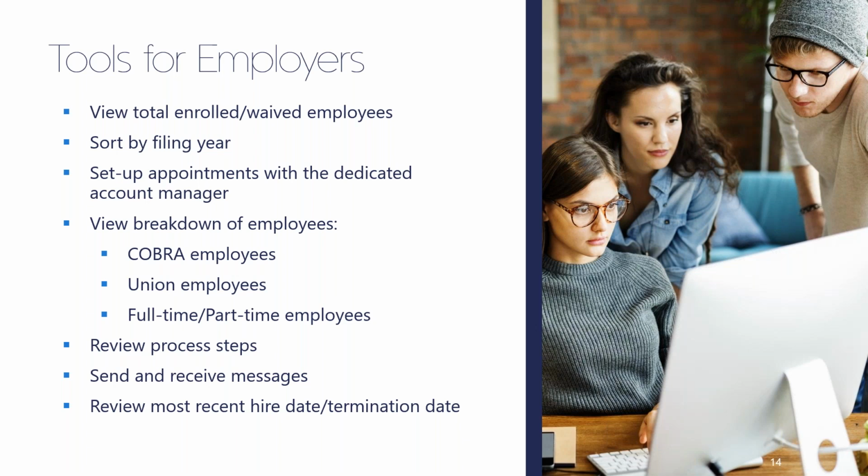They can also view their employees and kind of drill down. They can look separately at COBRA employees, union employees, full-time or part-time employees, again, to make it easy for them to really dig into their own information. They'll be able to review the process steps and see where we're at in the process. They can send the account manager direct messages through the system. Again, it's secure, so they're already in our secure system, so those messages go straight to the account manager.